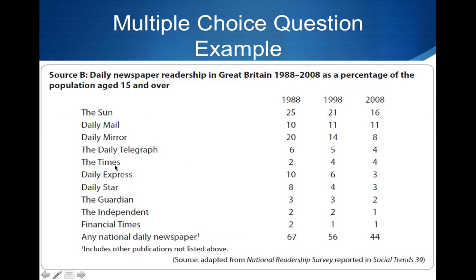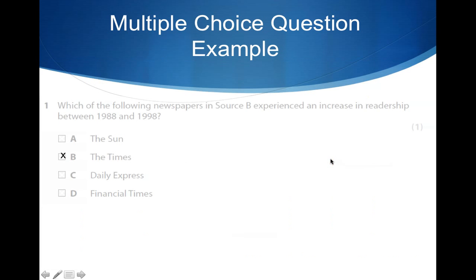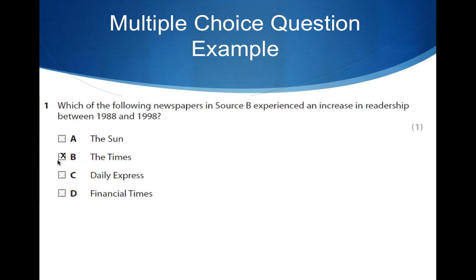If we go down to The Times, we can see that there were 2% who were reading that in 1988 and 4% in 1998. So if we go back to the question here, it says which one experienced an increase, so which one got higher in readership. The answer has to be The Times there. So what we have to do is put a cross in the box and that's it done. If you make a mistake you have to put a line through the box and then put your answer in the correct one. So make sure you read the instructions carefully.